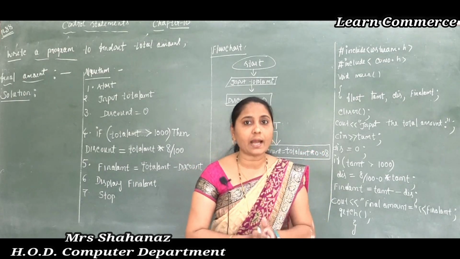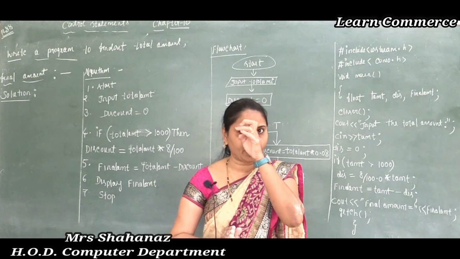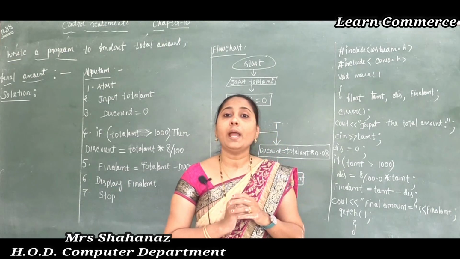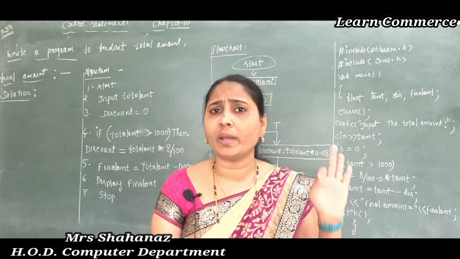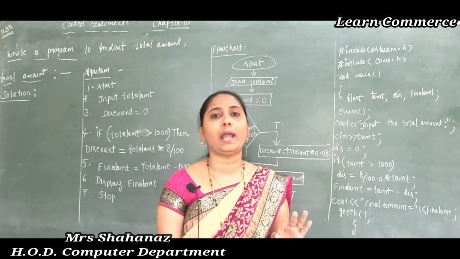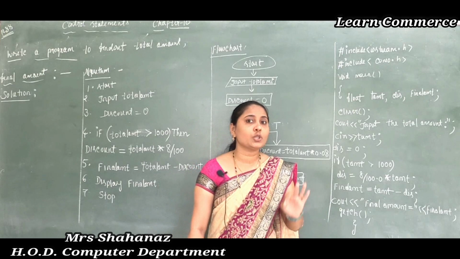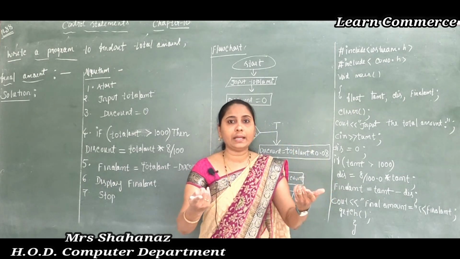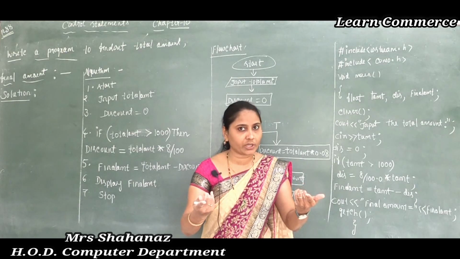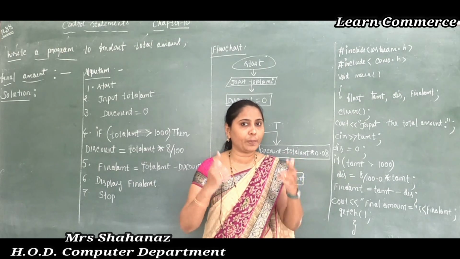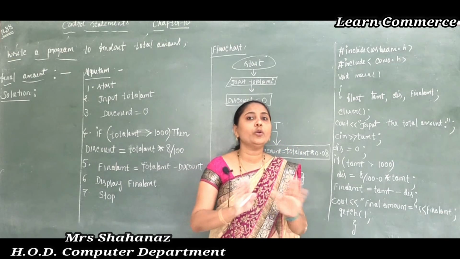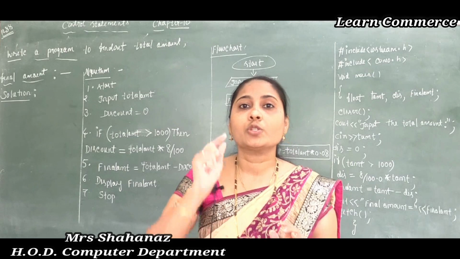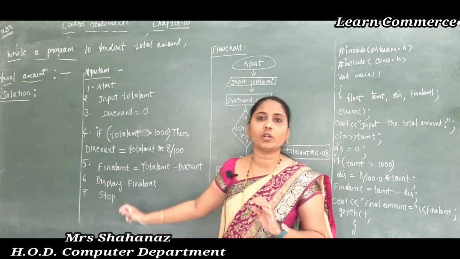So in this program we are going to find the total amount of the bill as well as the final amount of the bill. But the very important note about the total amount of the bill is this: if the total amount of the bill is greater than 1000, then an 8% discount is allowed. If the total amount of the bill is less than 1000, there is no discount; the discount value is equal to 0. Clear this point? By using this note, I am going to solve this program.